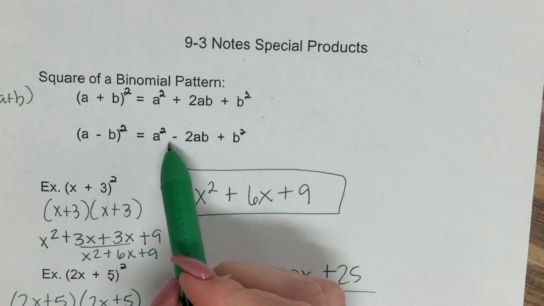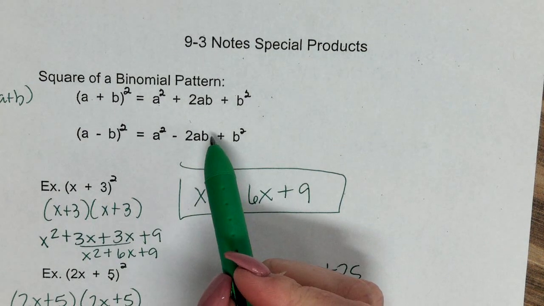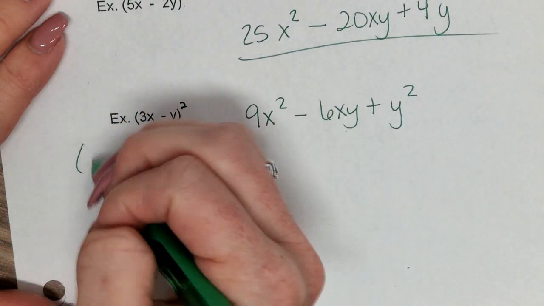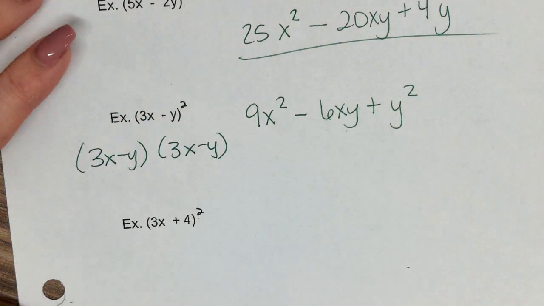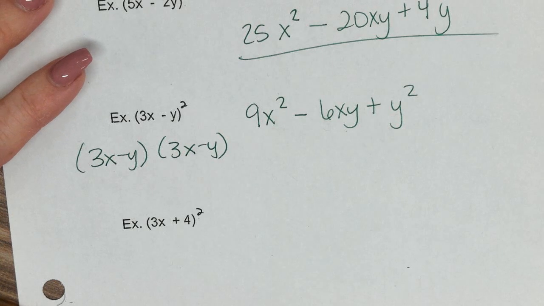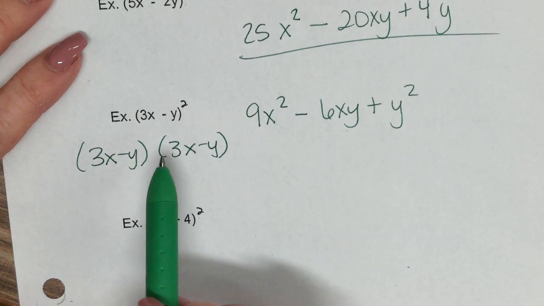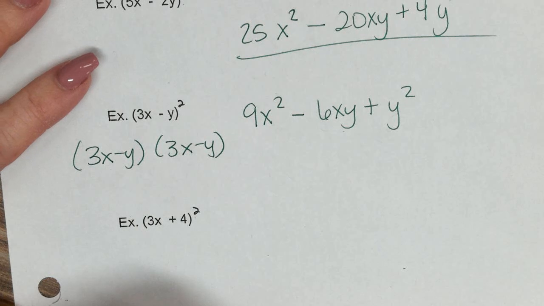You're basically just following this. If you don't get it, then just do this: 3x minus y times 3x minus y, and do it the long way. Does that make sense? Okay. If this makes more sense, I'm fine with y'all doing it.